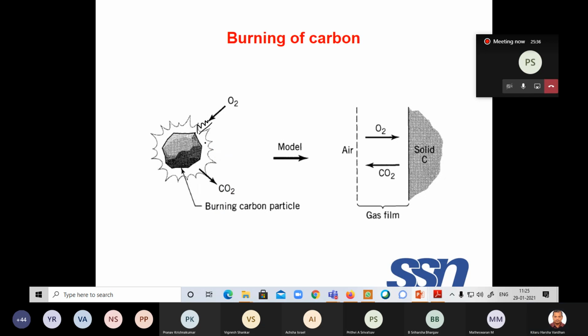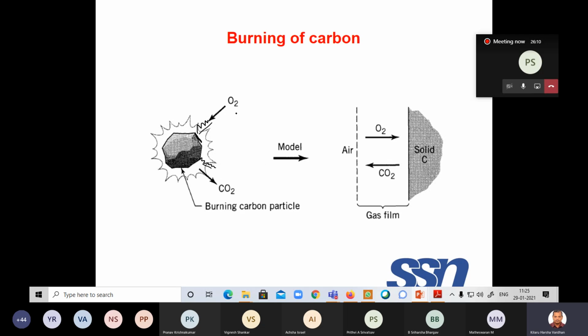Here, the reaction will happen at the solid surface. That is the second step. Once the reaction occurs, CO2 is formed, right? It is also a gas, so CO2 leaves this particular place and comes back out. Again, there will be some resistance because there is a surrounding gas, that is oxygen, so it has to penetrate through it and then come out, right?